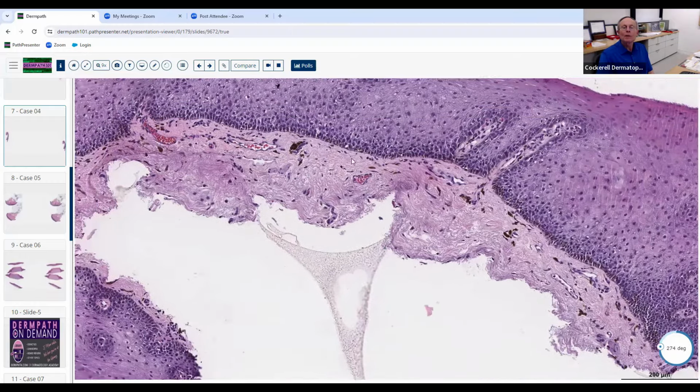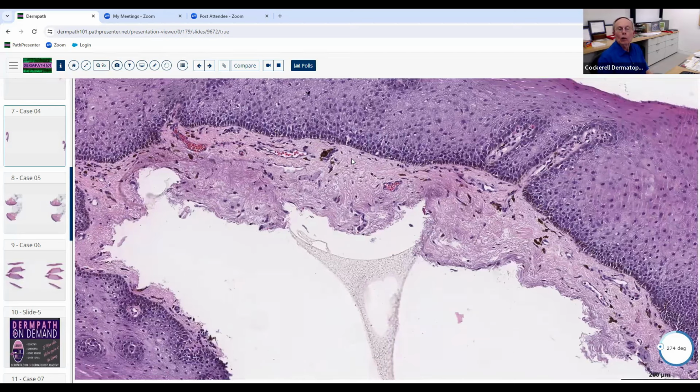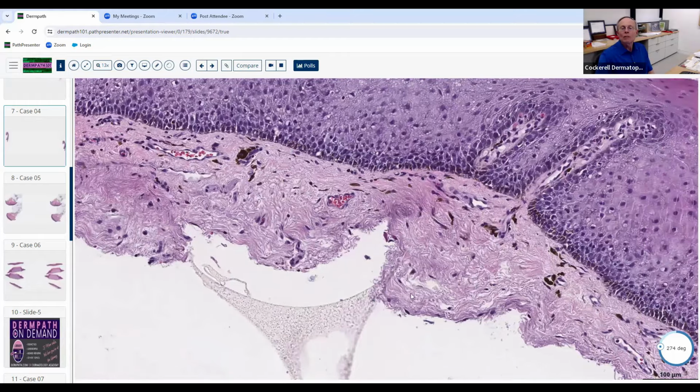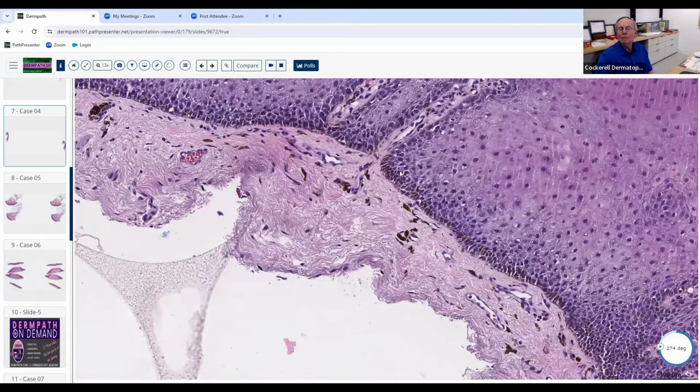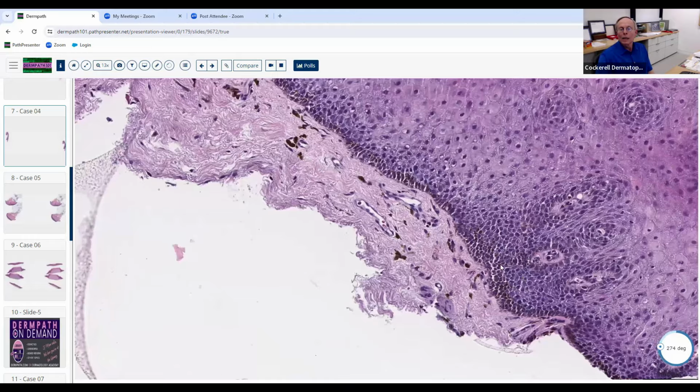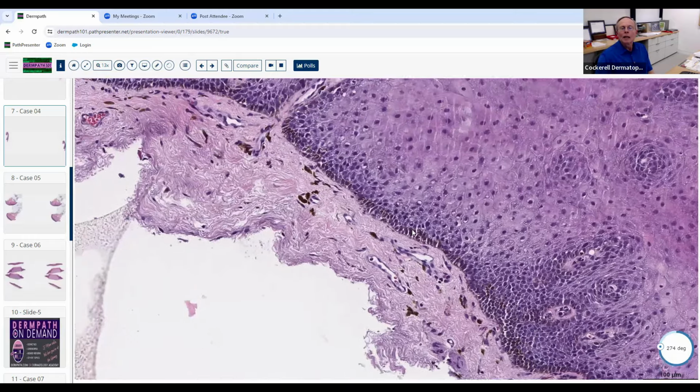Well, patients come in and they'll have a dark lesion on their lip. And the clinician says, oh my goodness, maybe this is going to be malignant melanoma. And they take a biopsy of it. They do a shave biopsy, usually like this. And how do we tell the difference between malignant melanoma and a mucosal lentigo? And it's really not that hard.